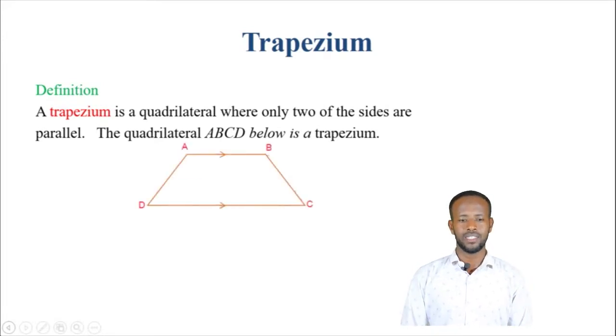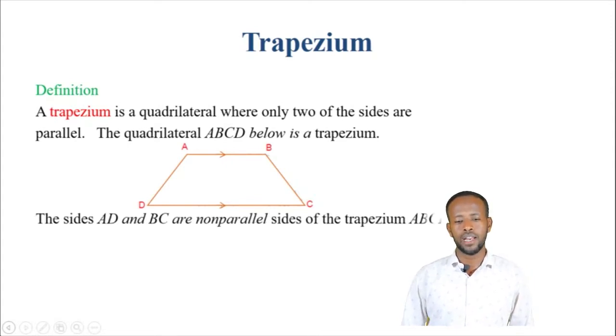The quadrilateral ABCD below is a trapezium. Look at this figure. It is a four-sided figure, that is why we call it a quadrilateral. But only two sides are parallel. What are the two sides that are parallel? And what about the non-parallel sides? From here we can see AB and DC are parallel, while AD and BC are not parallel. The sides AD and BC are the non-parallel sides of the trapezium ABCD. Clear?